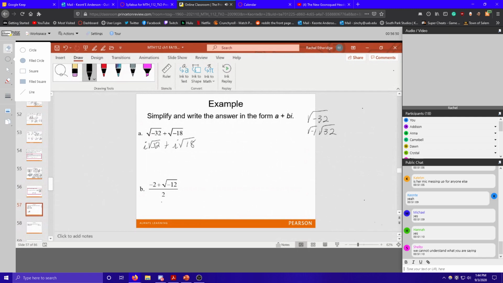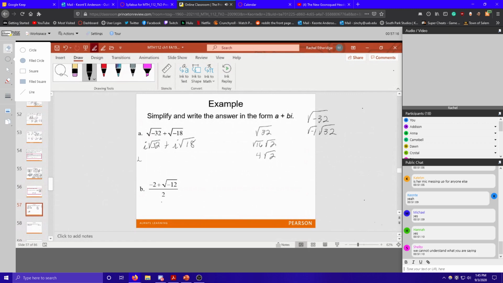And then remember how to break these down. So we're going to use these to practice on breaking down our radicals. You can break that down into the square root of 16 times the square root of 2. So that would be 4 times the square root of 2. Or you can do a factor tree to break that down.